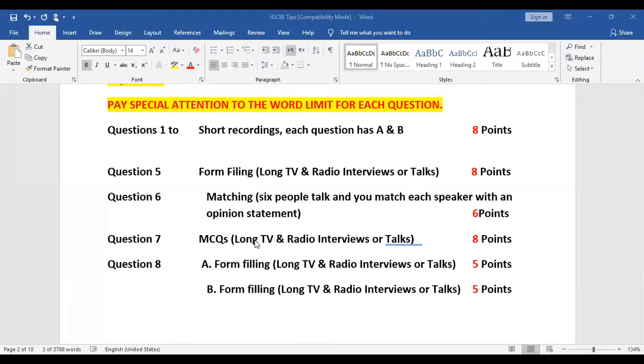For example, you can talk about your school memory. You said what you did in whatever time and how it went on and how you felt. So such information is mentioned. But the question will need one of these three choices to be correct. Finally, question 8, containing A and B, will have form filling questions. In this case, you are done with the listening paper.